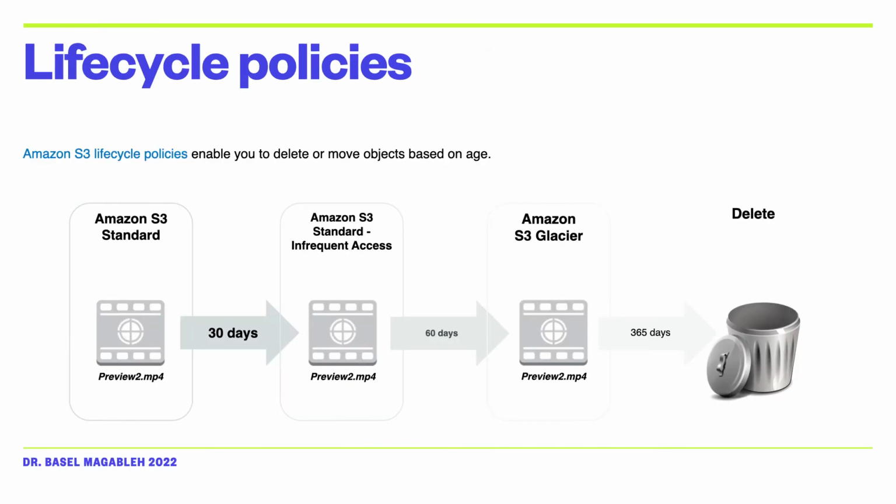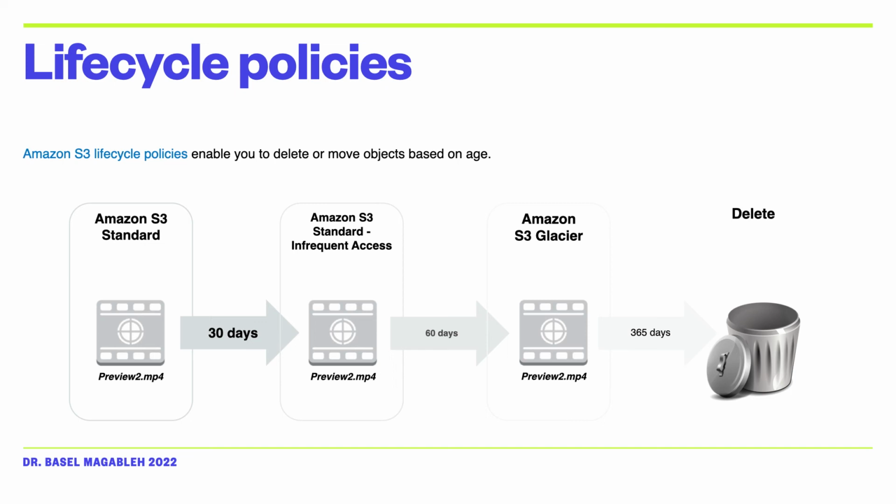When you create a lifecycle policy, S3 will manage moving your data from one tier to another, from one storage class to another, based on the aging of the file. So in this example here, you can move the file after 30 days. If that file is not accessed frequently, it will be moved automatically to Amazon S3 Standard Infrequent Access. Then it will be moved into Amazon S3 Glacier. And then after 365 days, you can decide to delete the file completely.